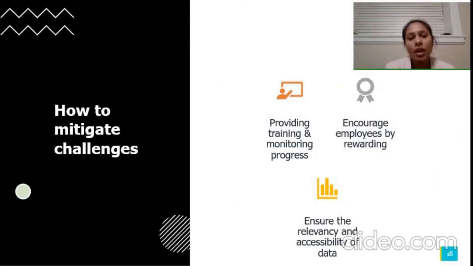Let's see how to mitigate the above mentioned challenges. So the first solution is that organizations can provide training for their workforce regarding using the knowledge management system, and monitor the knowledge management system usage of workers department wise in order to measure the progress. And also any KMS may succeed when more people participate and share their knowledge.